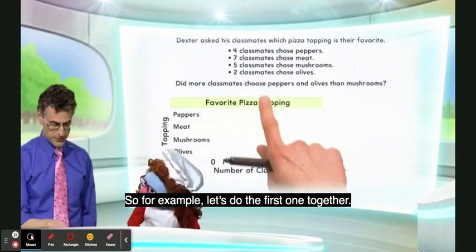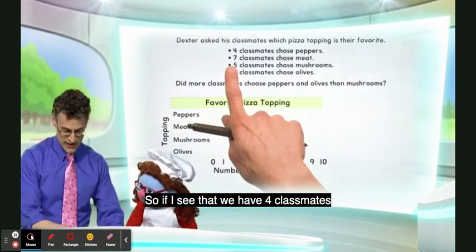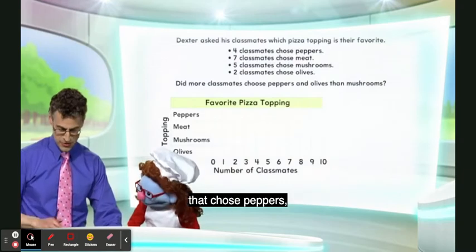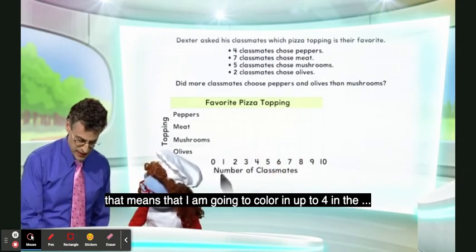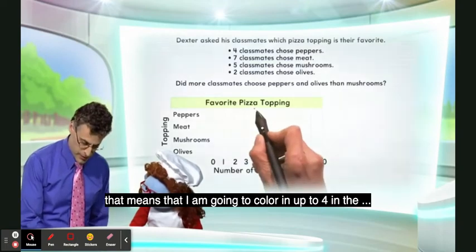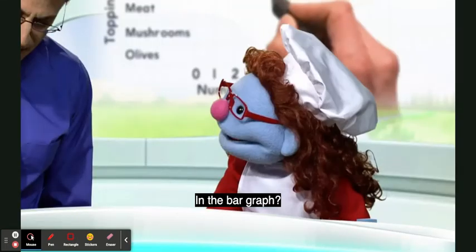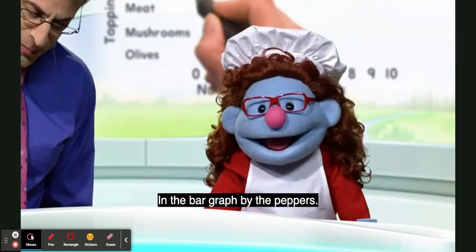Okay. So, for example, let's do the first one together. If I see that we have 4 classmates that chose peppers, that means I am going to color in up to 4 in the bar graph by the peppers.